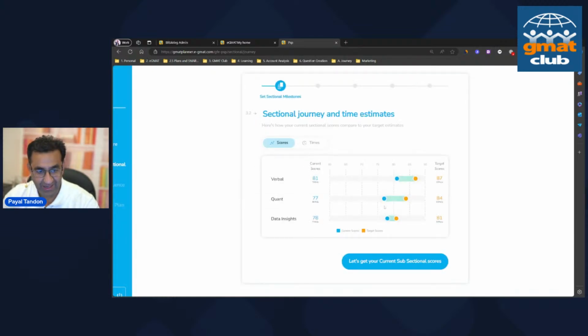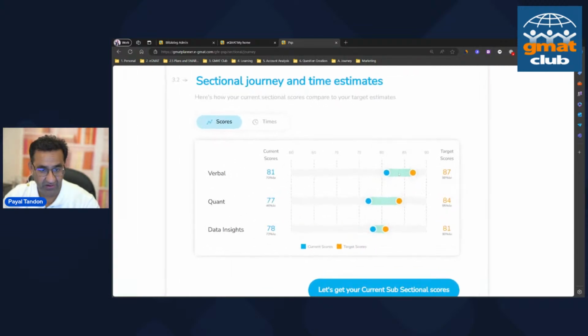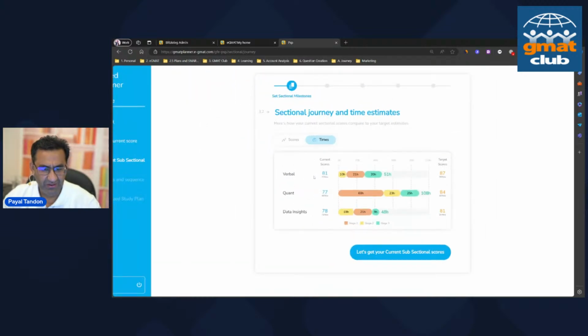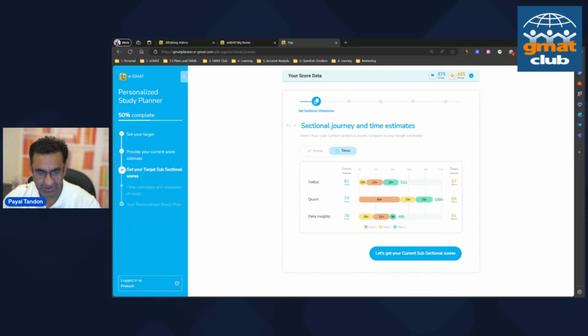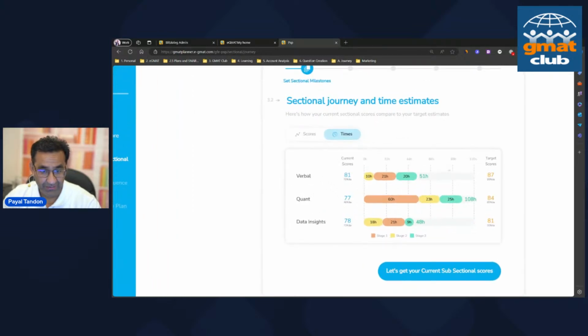So at this time, it tells you this is your verbal journey. Your starting score is 81, your target's 87, which is 99th percentile. Your starting quant is 46th percentile, your target's 85th, and so on and so forth with DI. And it generates some initial time estimates. You can really see your verbal time estimates are about 51 hours, quant about 108, and DI about 48.